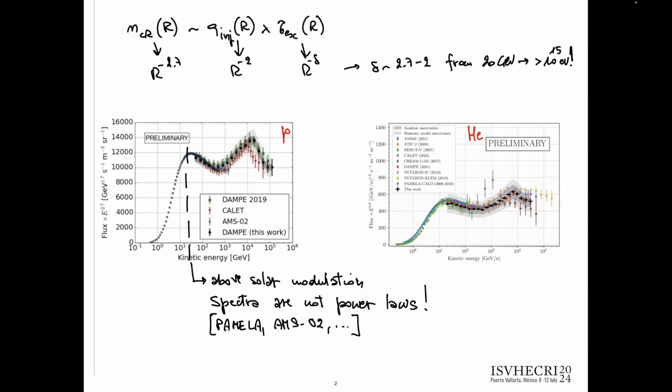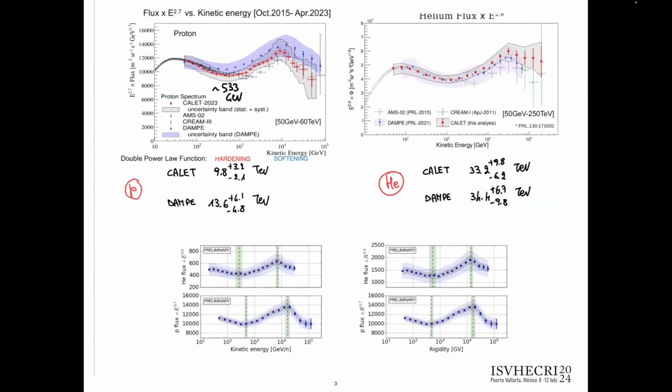So here we had different presentations in which, for example, for CALET, they showed the same thing: 533 GeV for the hardening, and then a softening at 9.8 TeV. And if you take the helium, again, you have exactly like in DAMPE, also in CALET, a similar softening at 33 TeV.